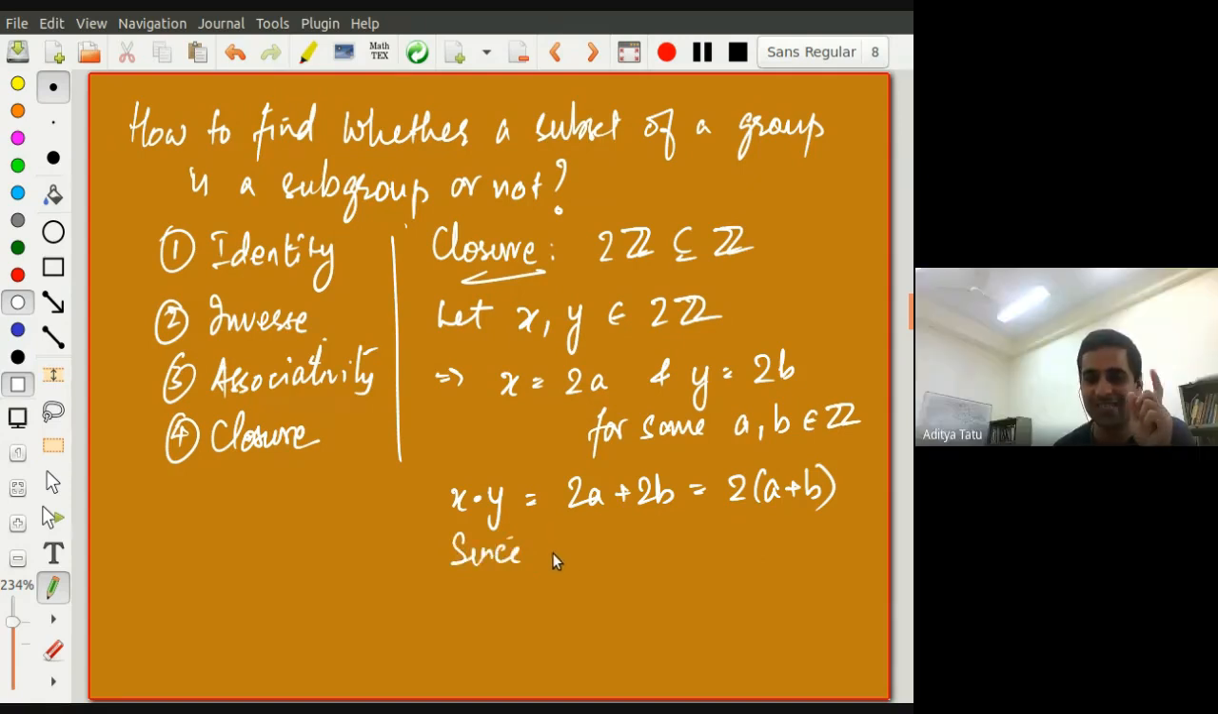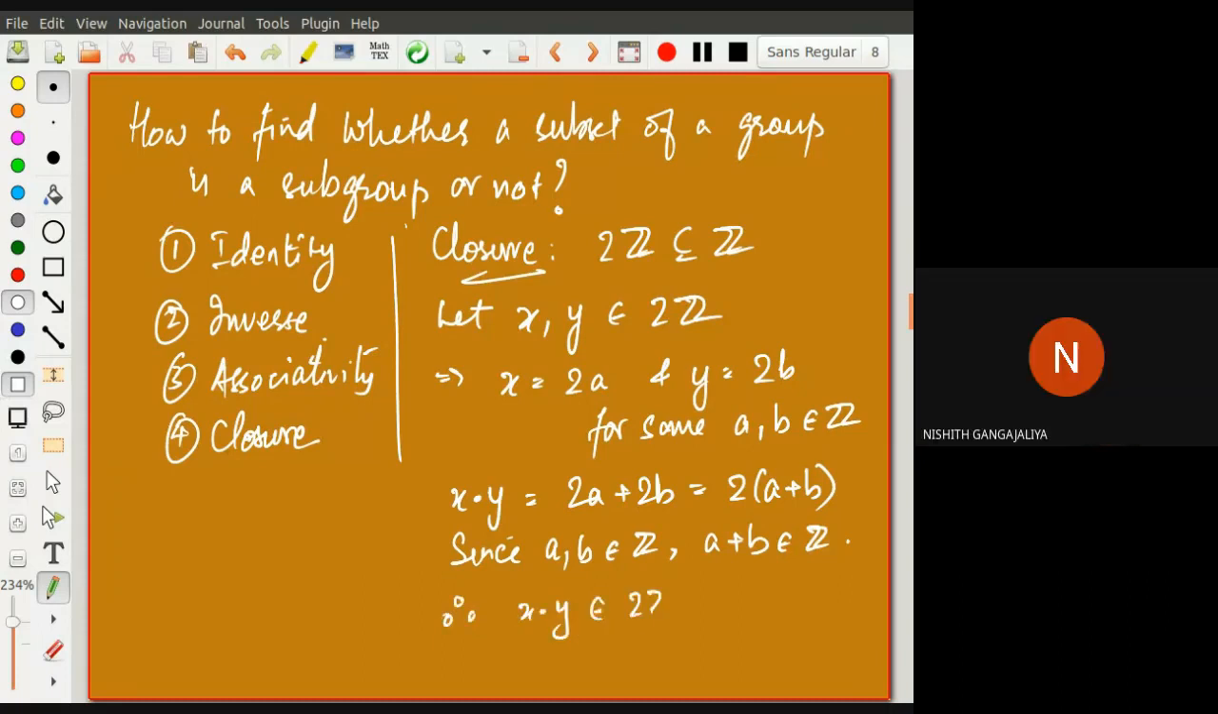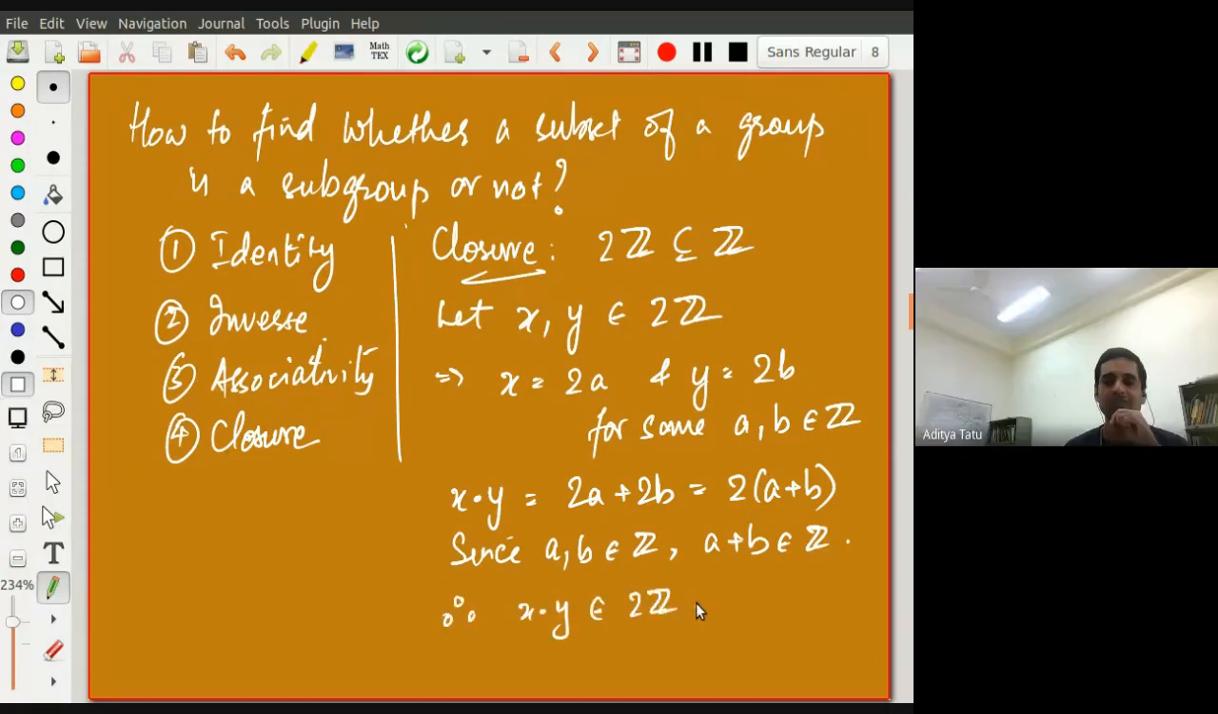No, still there is one small step. Since a, b are in Z, a plus b is in Z, therefore x plus y belongs to 2Z. You must write each and every step that I have listed over here.